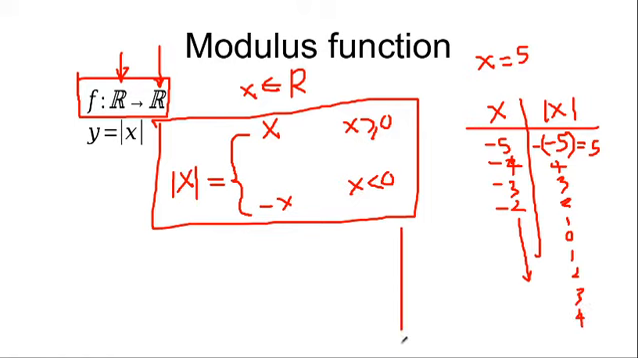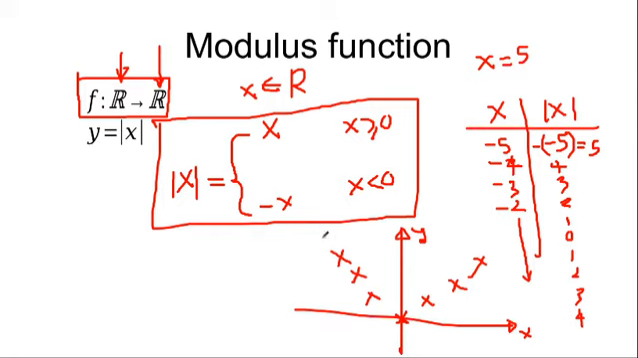So what you do is plug these values into the Cartesian plane. When x is 0, you have 0; at 1, you have 1; at 2, 2; at 3, 3, and the list goes on. Then you just connect these crosses, and you obtain the sketch of the modulus of x. This is the modulus of x.